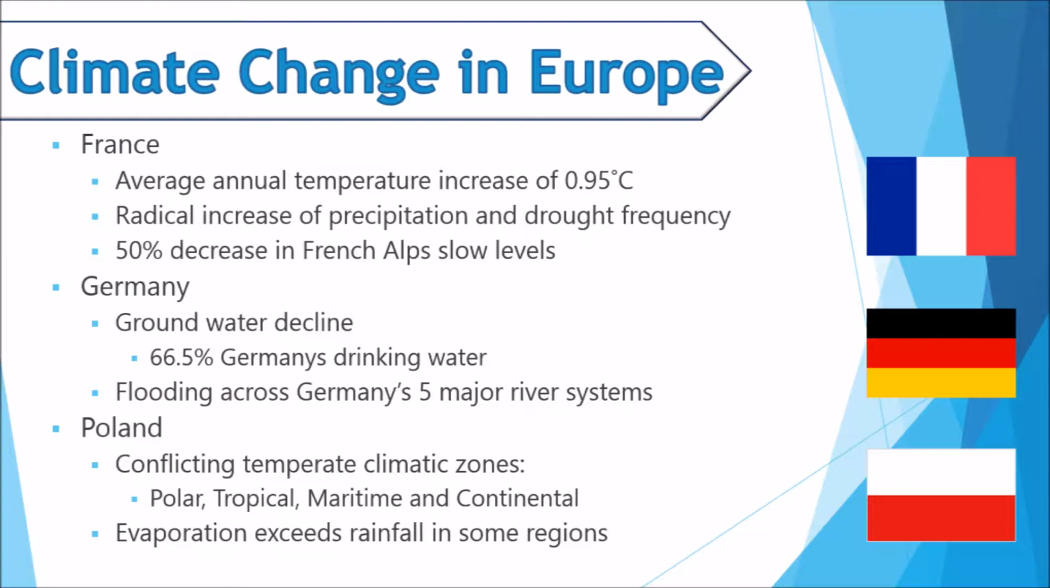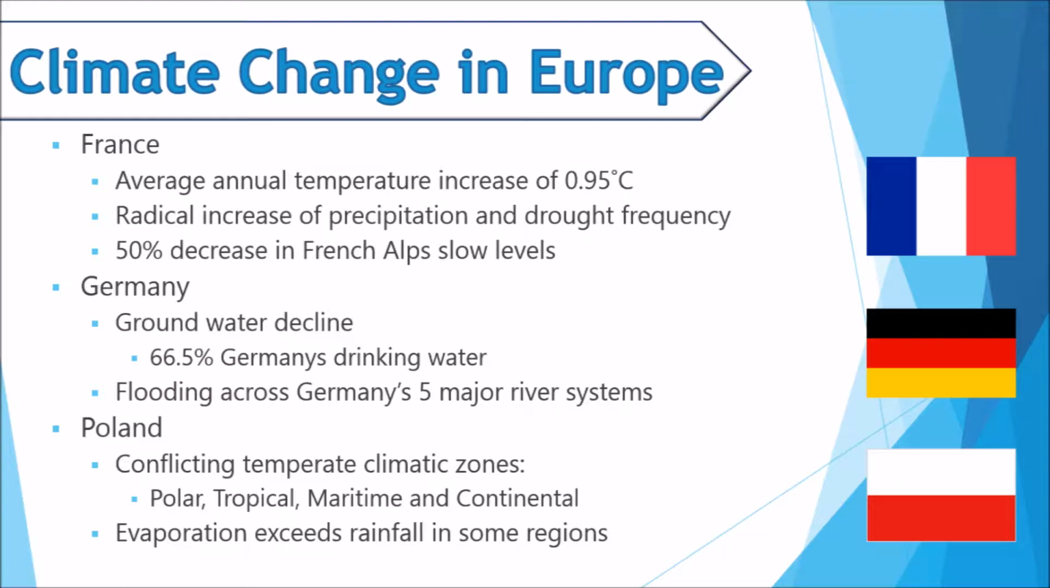The north of France is facing increased precipitation, while the south is facing longer droughts. More specifically, the French Alps are seeing an alarming decrease in snow levels, with some areas seeing as much as a 50% decrease in snow depth. France's overseas territories are mostly insular, so as such are particularly vulnerable to climate change impacts such as sea level rise.